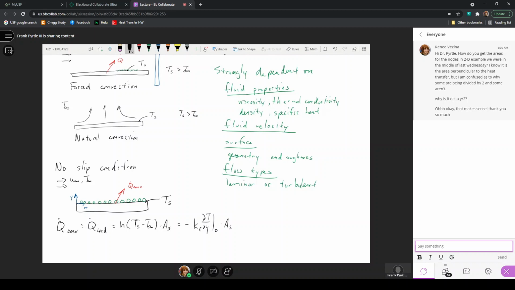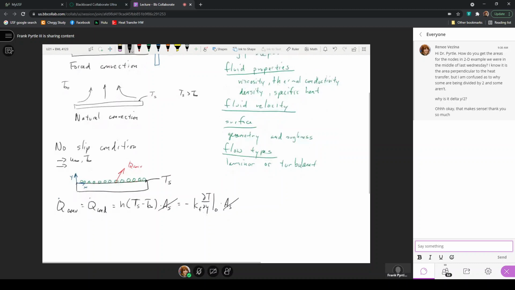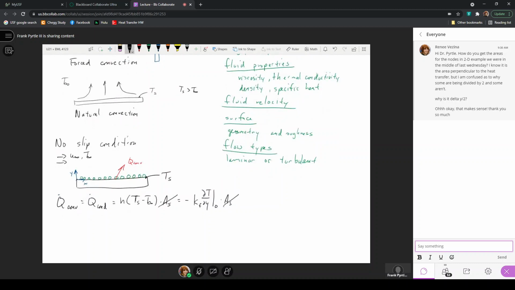Now, the surface areas used to define the convection and the conduction are the same. So this is just really an expression of equating the heat flux by convection to the heat flux by conduction. If I take this expression and isolate for the heat transfer coefficient, it says the heat transfer coefficient is minus k of the fluid times dT/dy evaluated at y equals 0, divided by Ts minus T infinity.